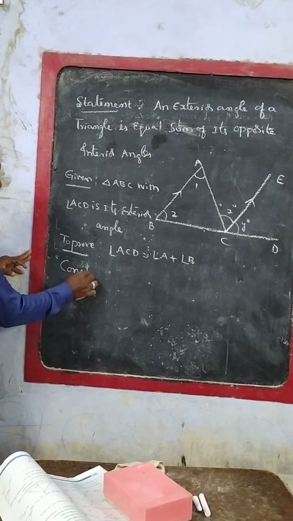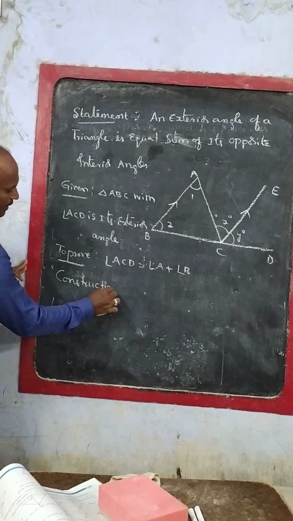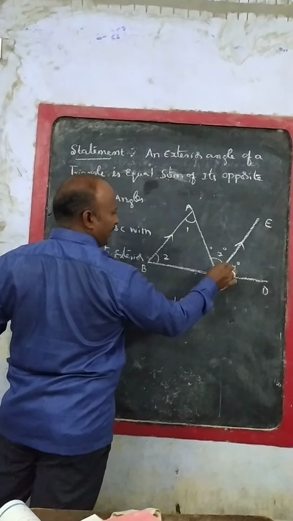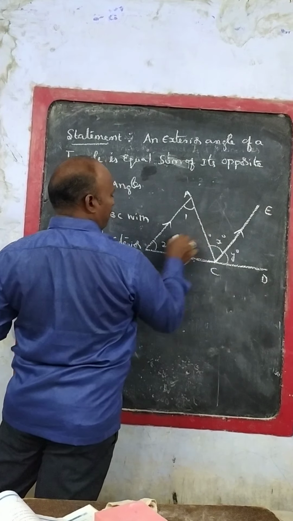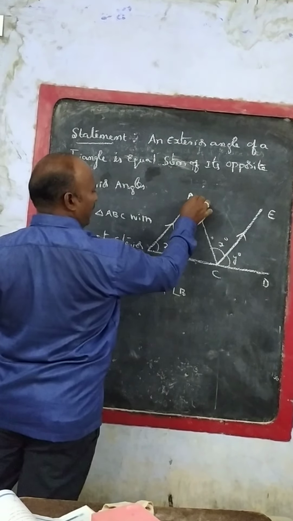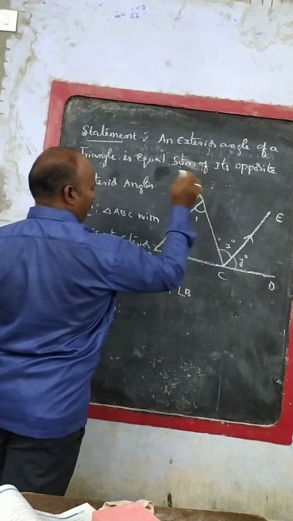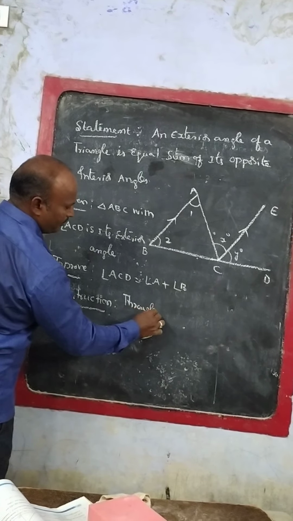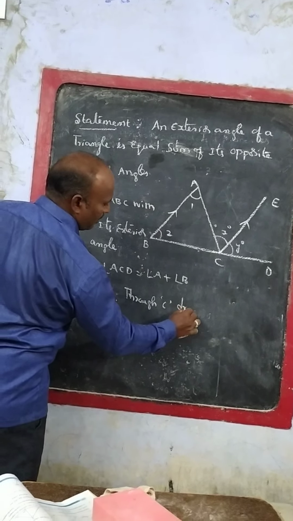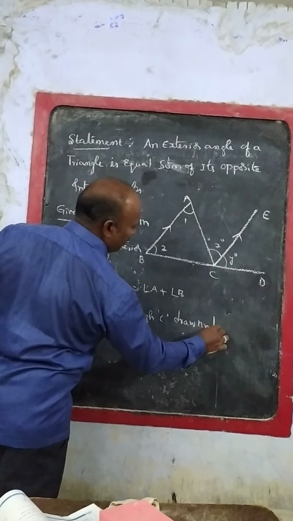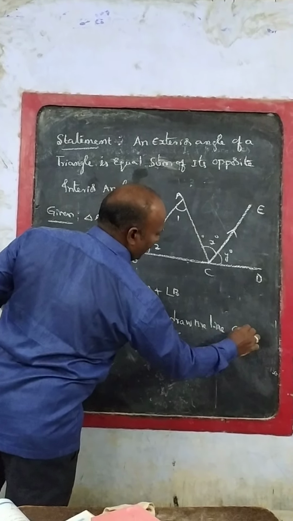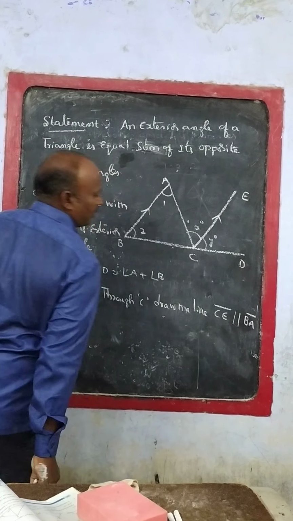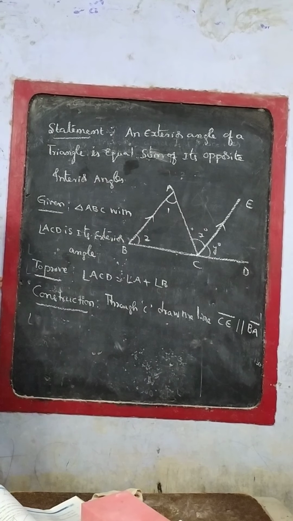Construction: through C, draw CE, which is parallel to BA. These two lines are parallel. CE is parallel to BA.